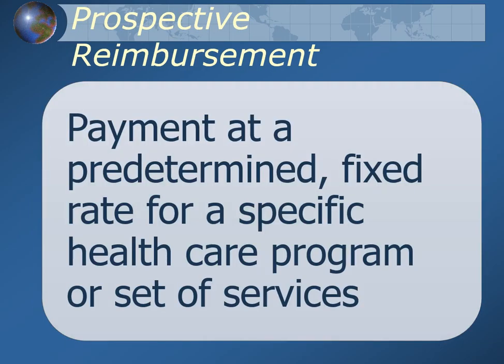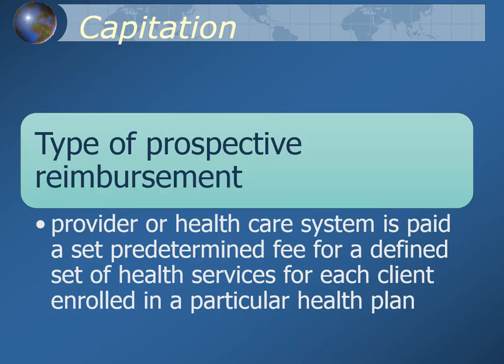Prospective reimbursement is the payment that is made at a predetermined fixed rate for a specific healthcare program or set of services. Forms of prospective payment include diagnosis-related groups, or DRGs, and resource-based relative value scale, RBRVS. Capitation is a type of prospective reimbursement.